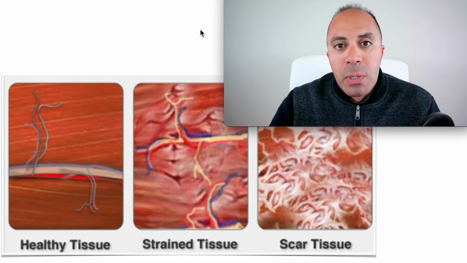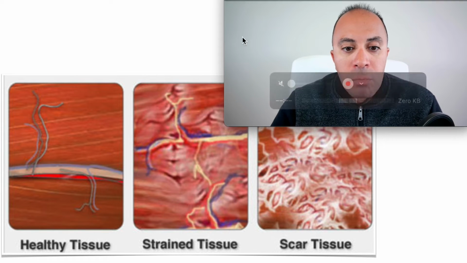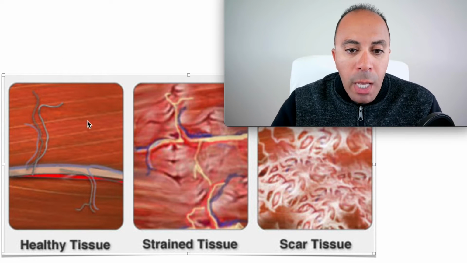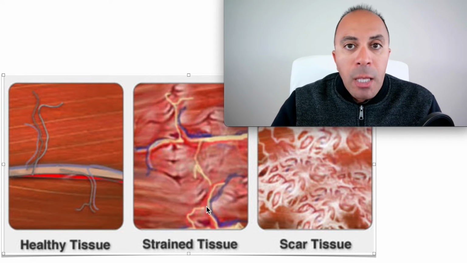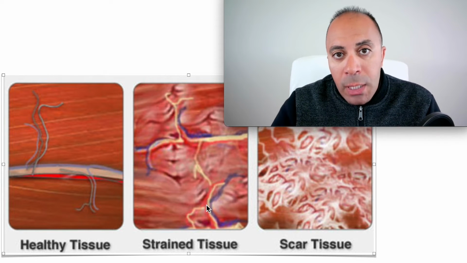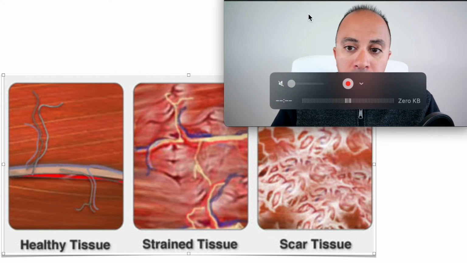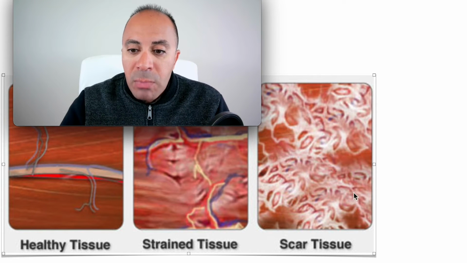To visualize what it looks like internally, normal muscle tissue looks nice and smooth like this. When you start to have a micro tear in the muscle or a tendon, you start to have random tearing like this. Your body has to build scar tissue to heal. But the problem is the scar tissue usually builds up randomly like that.